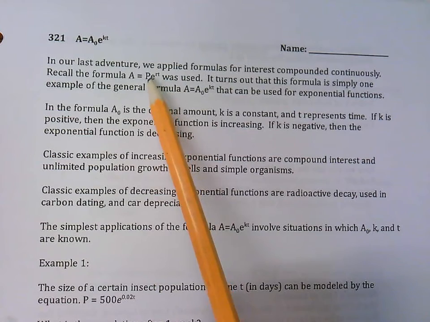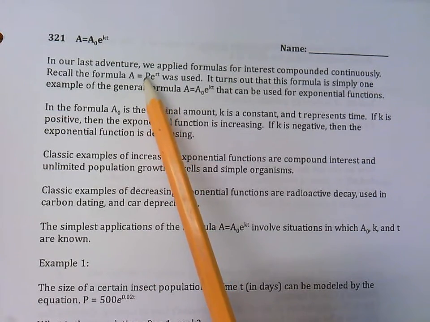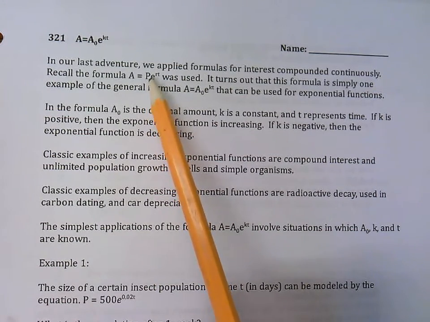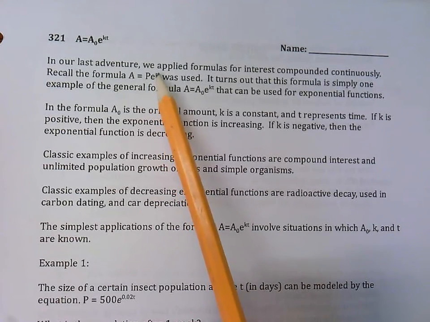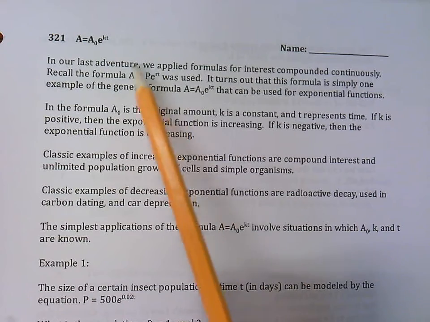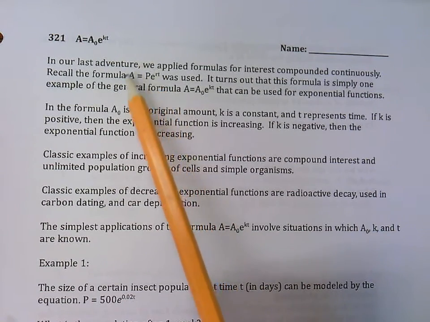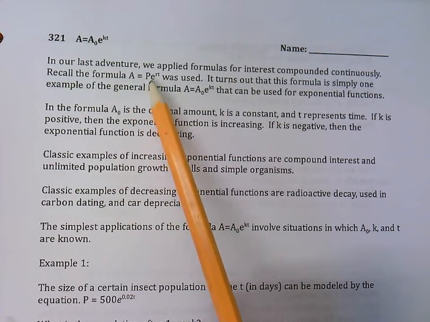P is the principal, what you're investing in the account. E is the constant 2.7. R is the interest rate. And T is time, so how many years. This formula is just being applied to other things like radioactive decay, population growth.